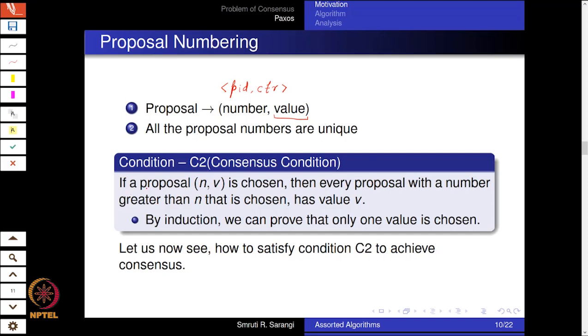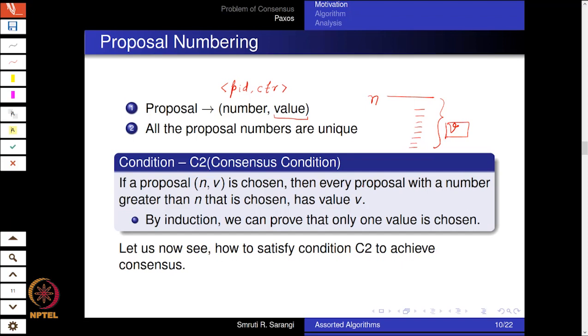So the consensus condition is that if a proposal n comma v is chosen, then every proposal with a number greater than n that is chosen has to have value v. So this is the consensus condition which we will prove, that the moment we have chosen a proposal with a certain number, then every subsequent proposal that is actually chosen by the system. So we will see that we can choose multiple proposals, but all of them have to choose the same value v, which means that this value v becomes the consensus value.